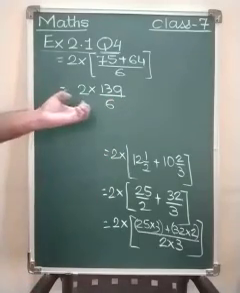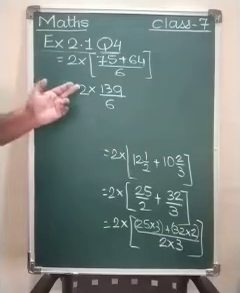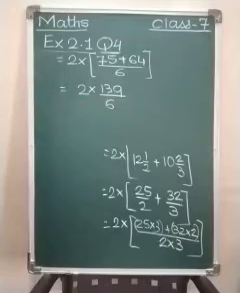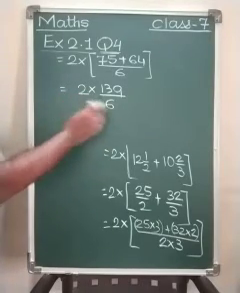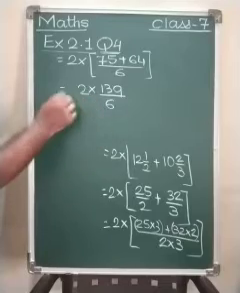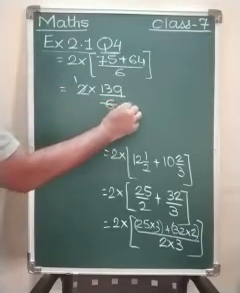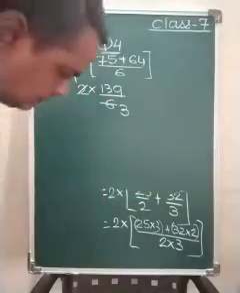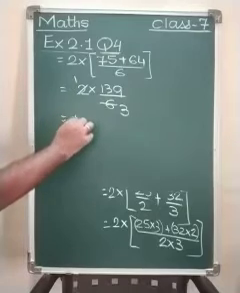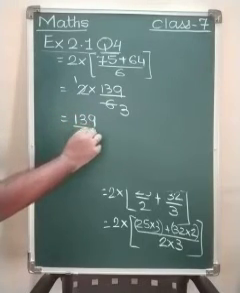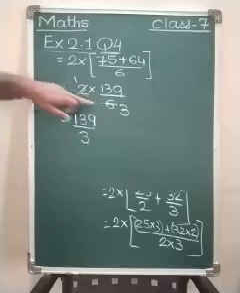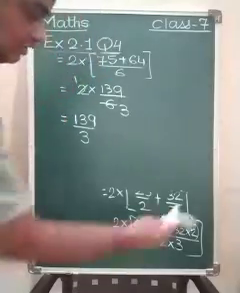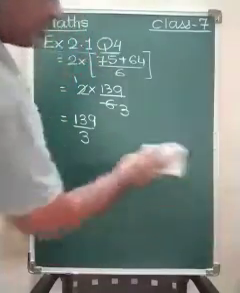Now here, this we are going to learn in the next exercise, multiplication of fractions, multiplication of a whole number with a fraction. Now you can see 2 and 6 have common factors, so 2 ones are 2, 2 threes are 6. So the answer comes to 139 upon 3. What we have done here, we have cancelled this, 2 ones are 2, 2 threes are 6. 139 upon 3.